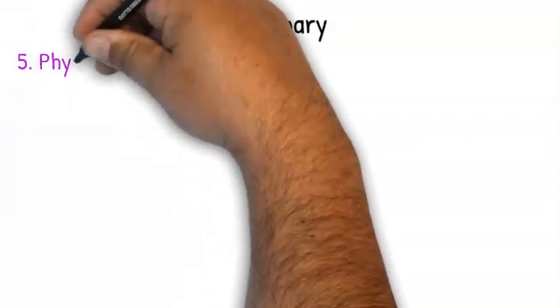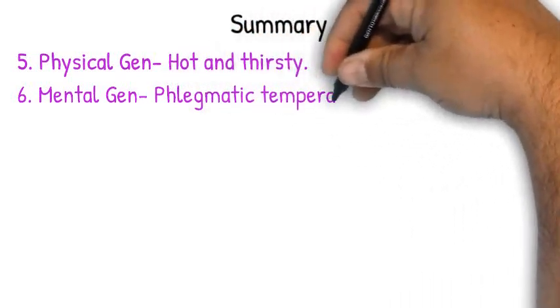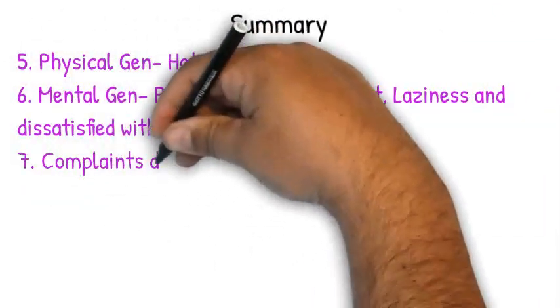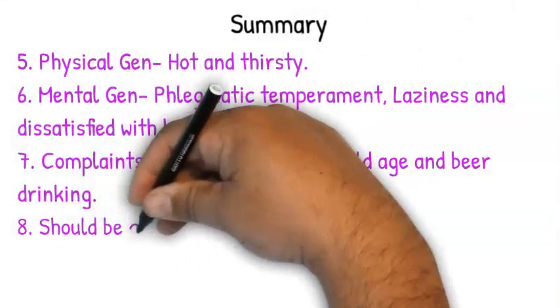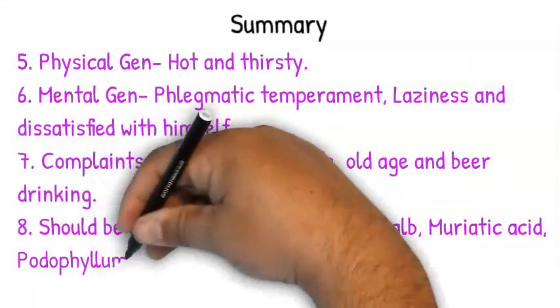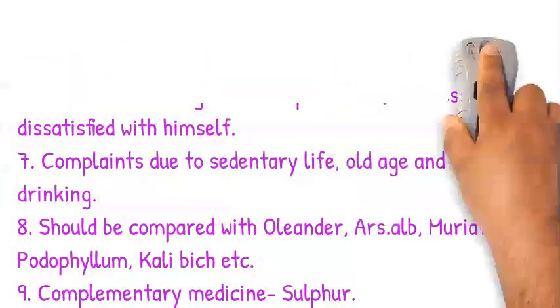In physical generals, the patient will be hot and thirsty. In mental generals, phlegmatic temperament, laziness and dissatisfied with himself. Complaints due to sedentary life, old age and beer drinking. It should be compared with Oleander, Arsenicum, Muriatic acid, Podophyllum, Kali bichromicum, etc. And the complementary medicine is Sulphur.